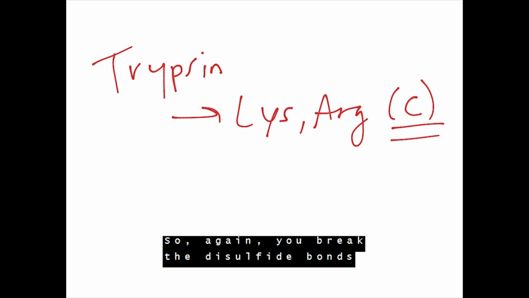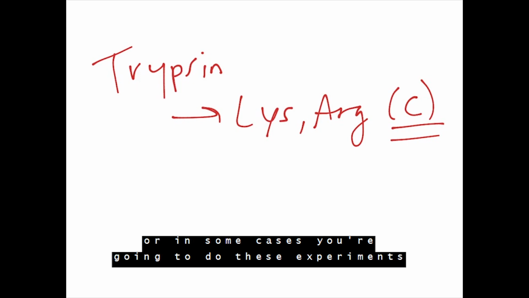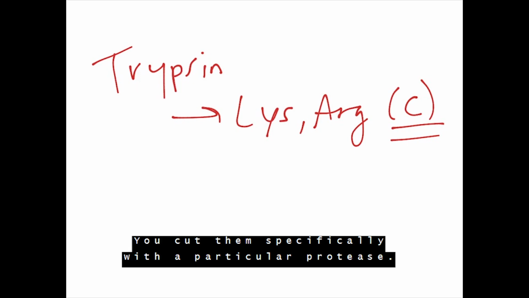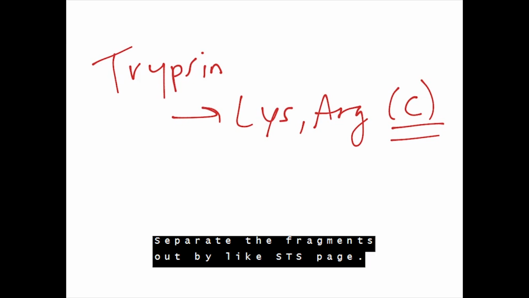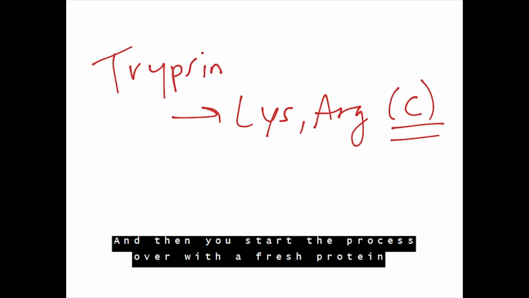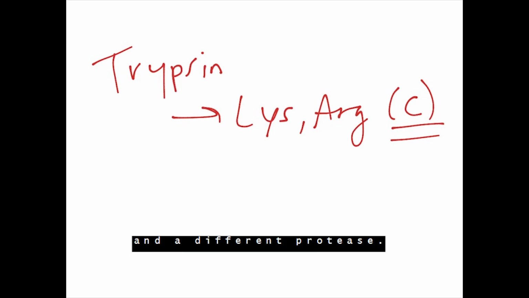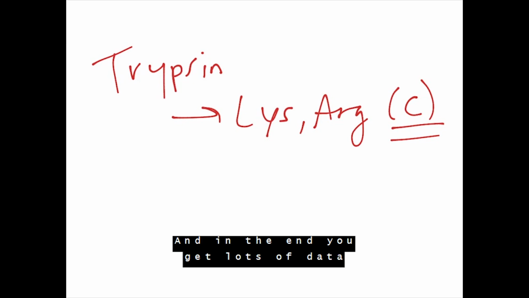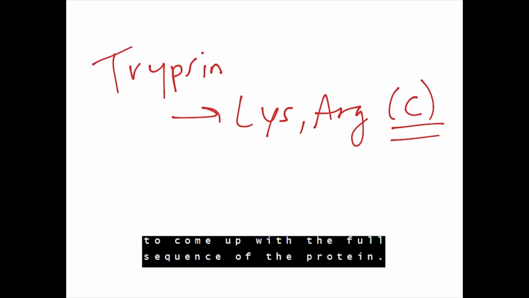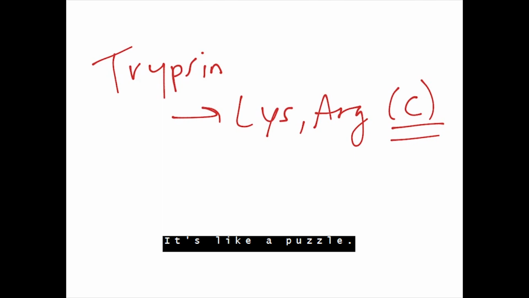So again, you break the disulfide bonds, or in some cases you're going to do these experiments without breaking them. You cut them specifically with a particular protease, separate the fragments out by something like SDS-PAGE, and then sequence each fragment by Edman degradation. And then you start the process over with a fresh protein and a different protease. And in the end, you get lots of data, and you can start overlapping fragments that you see in common to come up with the full sequence of the protein. It's like a puzzle.